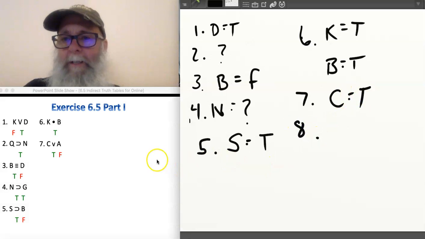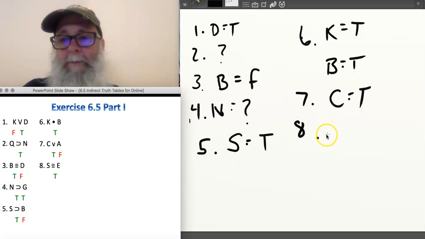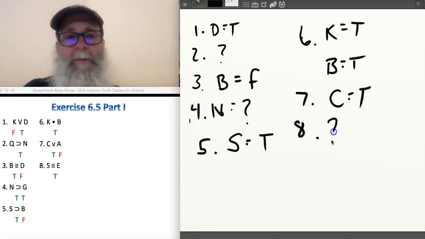And then for number 8, if you tell me the triple bar is true, I don't know anything about S and E except that they match. They're either both true or they're both false, but I don't know which. So there's nothing I can determine for number 8.